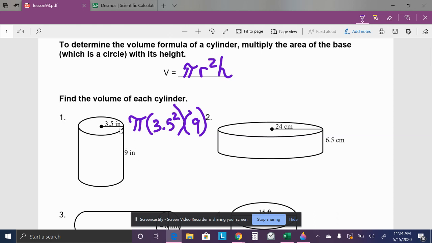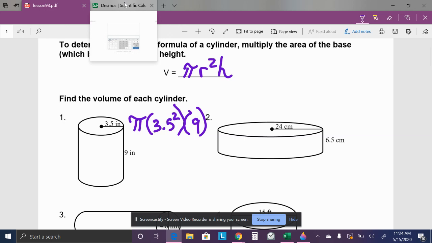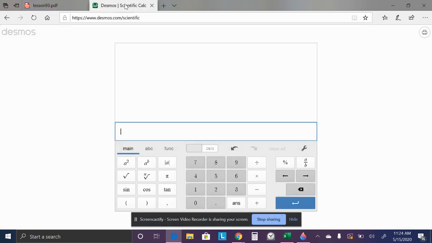All right. Now, when I type this in the calculator here, I'm going to show you on the Desmos calculator, you're going to have to put those parentheses in. So we have pi, parentheses, 3.5 squared, and then multiplied by 9. And you get 346.3. I'm going to round this to the nearest tenth. So I'm going to say it's 346.4.